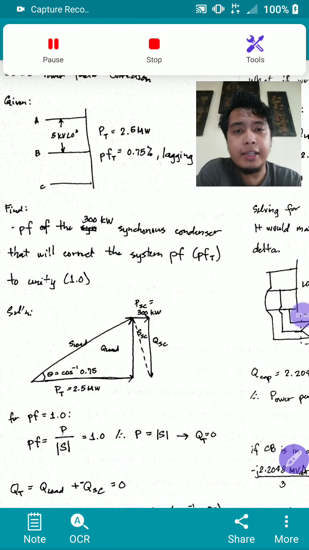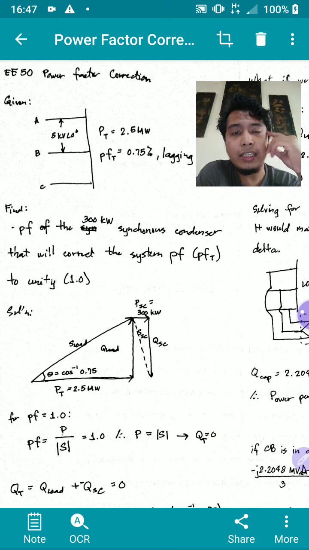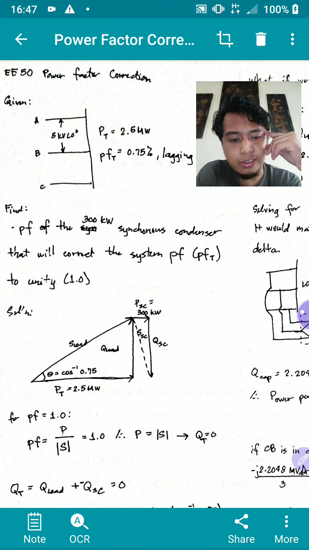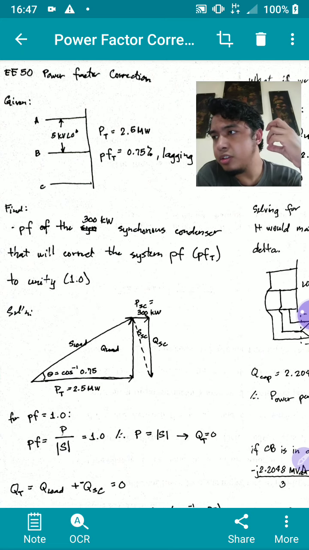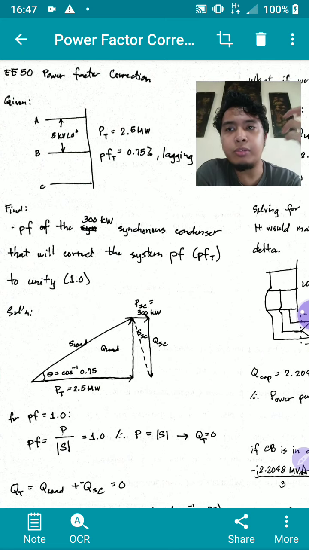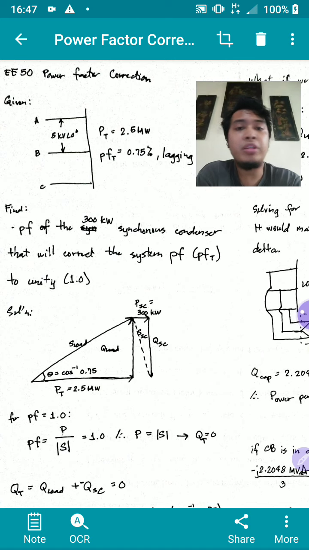Hello. So this is basically the last topic on polyphase systems. Power factor correction on three-phase systems is not very much different from single-phase systems. Basically, parehas lang sila. You just want to correct the power factor by adjusting the reactive power using your capacitor bank and or your synchronous condenser. But I guess the main difference here is that instead of dealing with single-phase power, we are actually concerned about three-phase power.